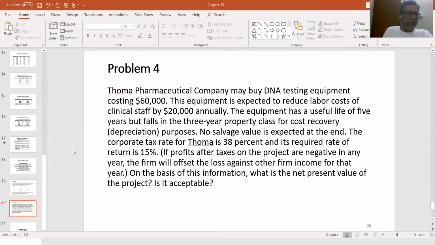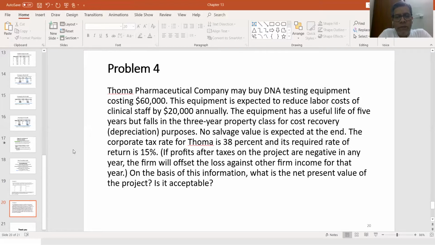So the next question that we have is question number 4, that is question number 6 out of the questions given in the book. The company may buy DNA testing equipment costing $60,000. This equipment is expected to reduce labor cost of the clinical staff by $20,000 annually. The equipment has a useful life of 5 years, but falls in the 3-year property class for cost recovery depreciation method. This is the MACRS system, that is the modified accelerated cost recovery system.